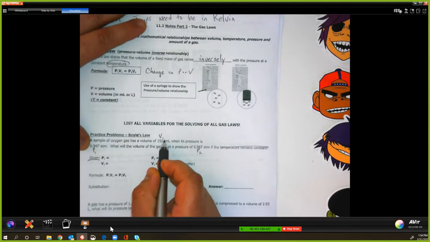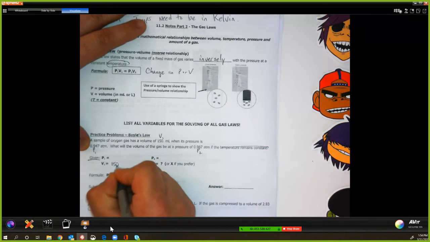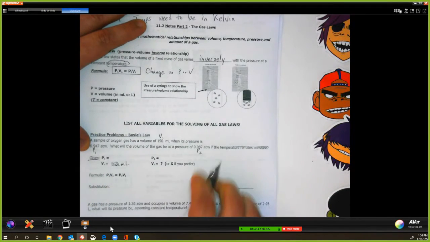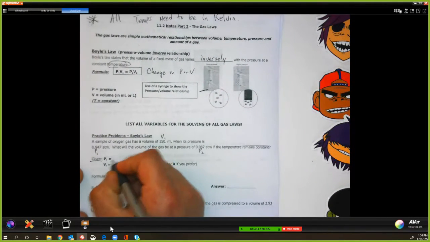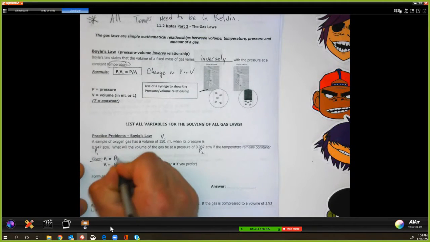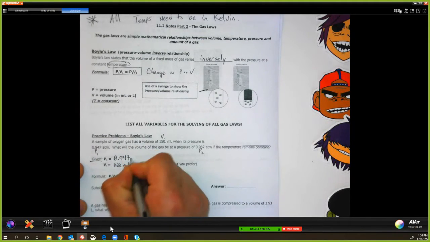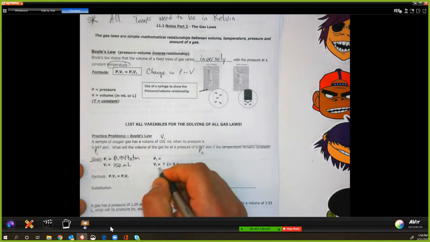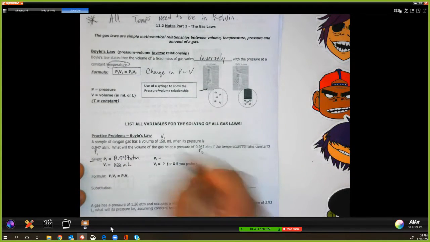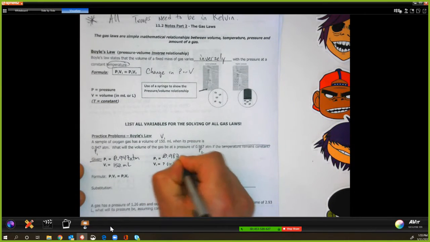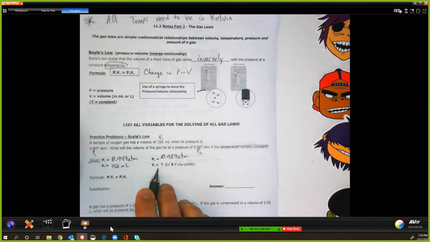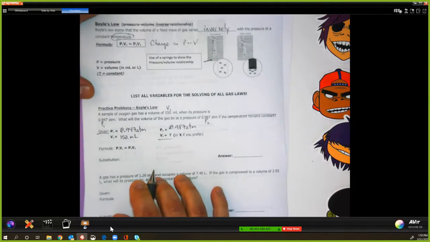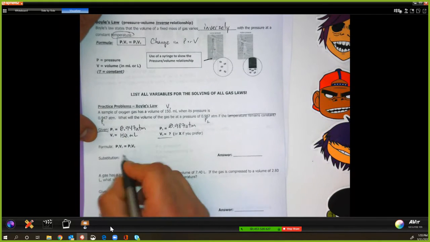So as you read this, you go, all right, what's my V1? It's 150 milliliters. And P1 was what, 0.947? P2 is given here, 0.987, was it atmospheres? And V2 is what they're asking for. So here's your formula that you're going to use. P1 V1 equals P2 V2.